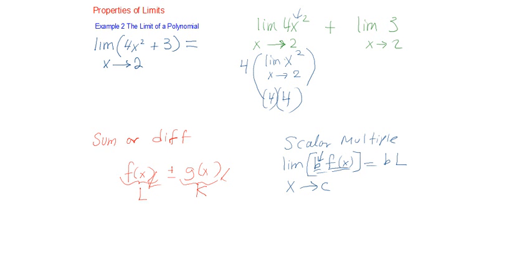And the limit of this one, remember, the limit of when y is a constant is going to be equal to the constant. So now I have 4 times 4 plus 3, that's 16, plus 3 equals 19. And that's your answer.